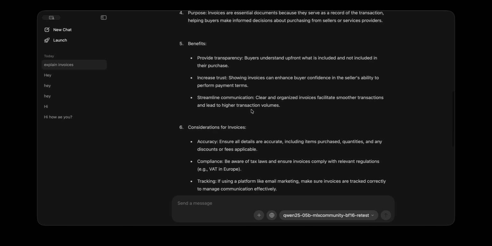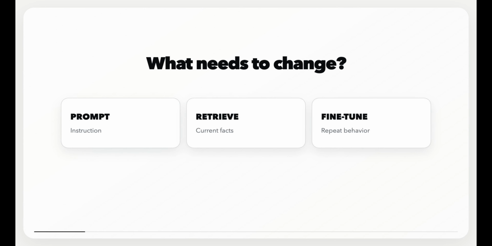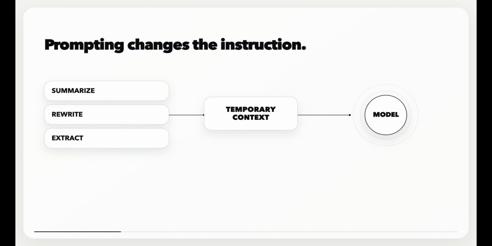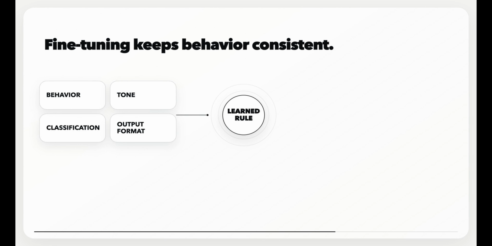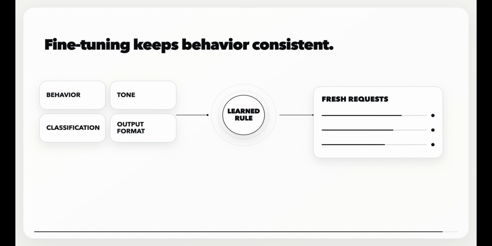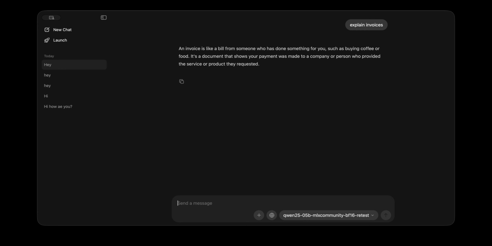Before changing any weights, decide whether fine-tuning matches the problem. Use prompting when the instruction changes from task to task. Use retrieval when the model needs current facts from documents, policies, prices, or inventory. Use fine-tuning when the desired behavior, tone, classification rule, or output format should remain consistent across fresh requests. A one-line joke behavior was deliberately simple, so any change would be easy to observe and measure.